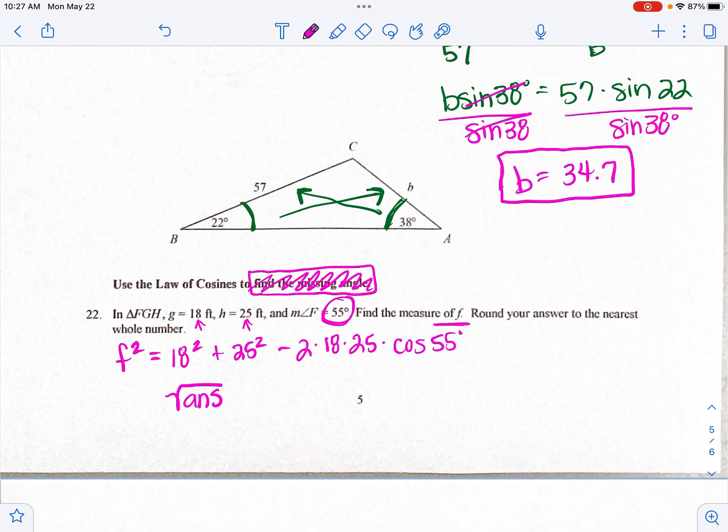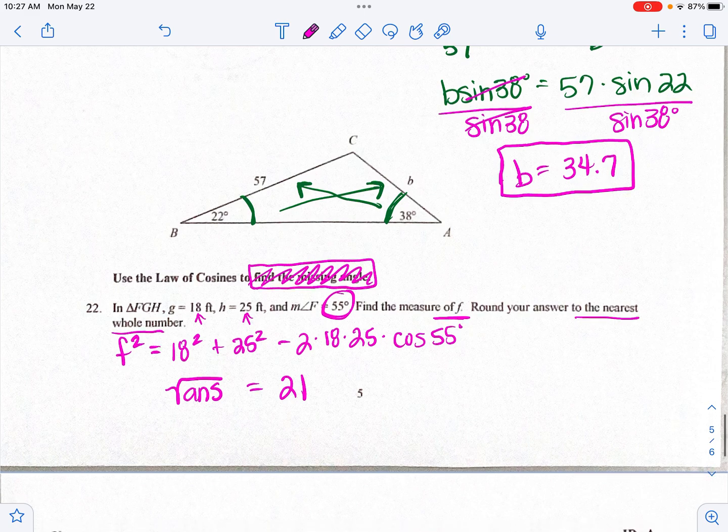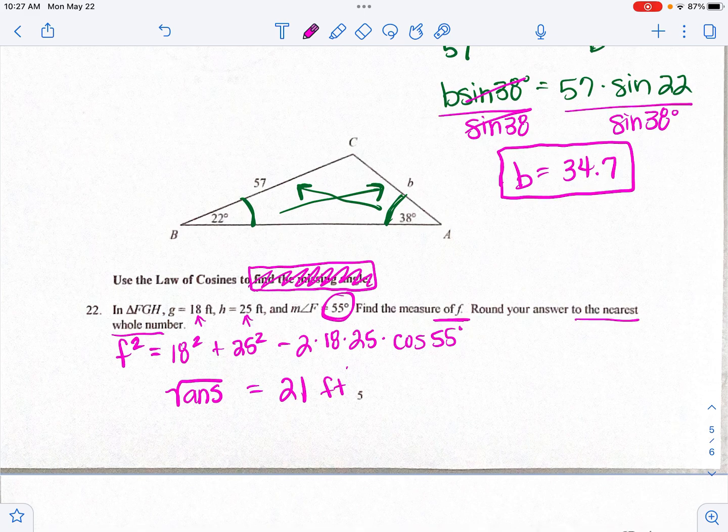So the square root of the 432.78 stuff is approximately, again, rounding to the nearest whole number. Notice that's what it says, rounding to the nearest whole number. Ooh, I hate that. It was just 21. So f is 21 feet. Let's fix that because it is feet.